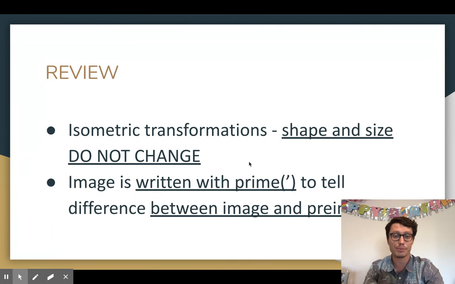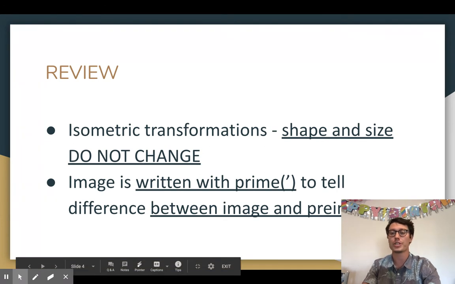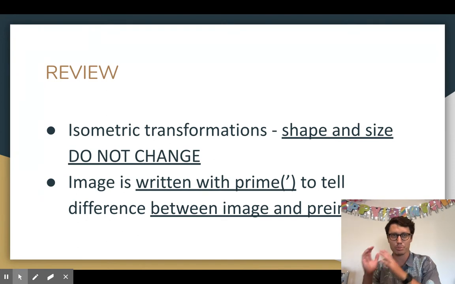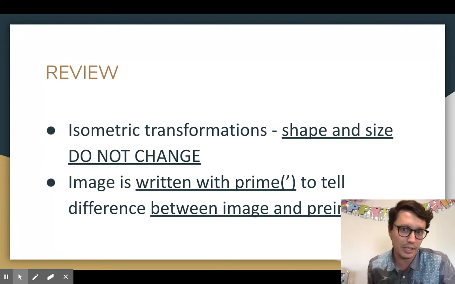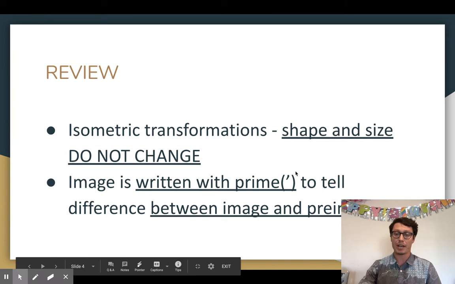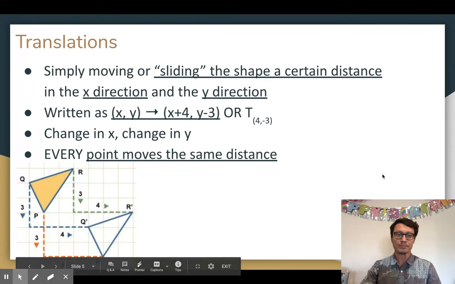Okay, review. We just said, isometric transformations, the shape and the size do not change. The image is written with the prime symbol to tell the difference between the image and the pre-image. Now, personally, I think that this is a terrible way to say it, having pre-image and image. To me, I would say like pre-image and after image or something like that. But the technical term is pre-image is before it moves. Image is after it moves, and the image will always have the apostrophe, the prime symbol, to tell the difference of which one is which.